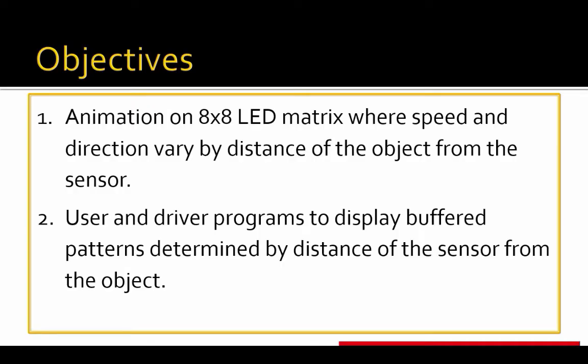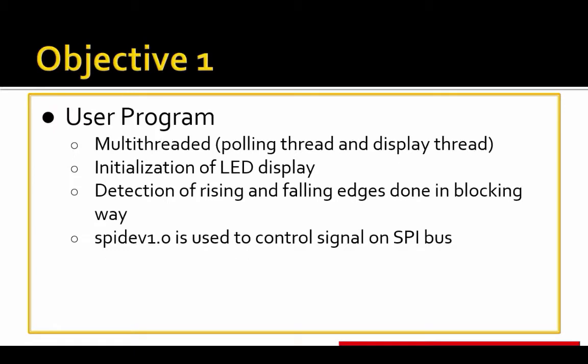The objective of this project is to develop a distance controlled animation where speed and direction vary by the distance of the object from the sensor, and it is divided into two subparts. Part 1 is speed and direction control, where only a user program is implemented, and in part 2 the user program along with device drivers are implemented. So for part 1, here is the brief objective and what we have done.